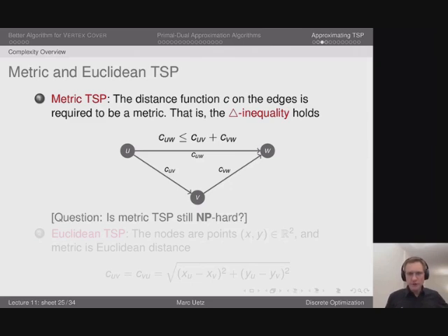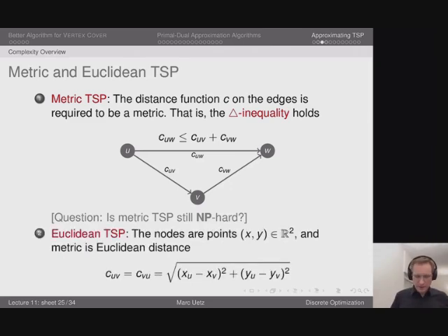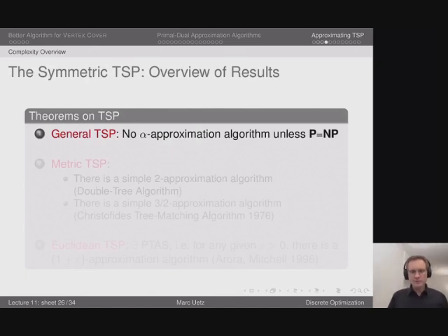And there is an even more special case of the metric TSP, and that is when the points are just points in the Euclidean space, in the Euclidean two-dimensional space, where the metric is just defined by taking Euclidean distances. So this is, of course, still a special case, and one can show that also this problem is an NP-hard problem. Okay. All right. So this is the overview of the situation for the TSP.